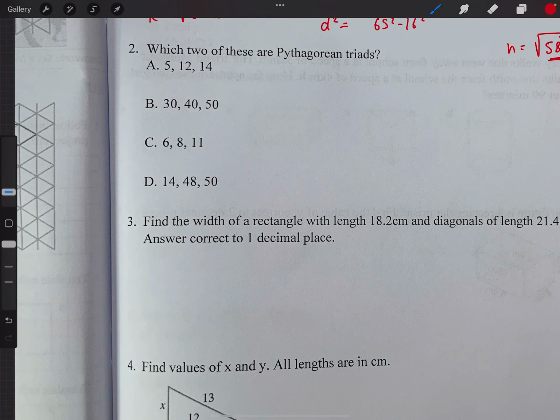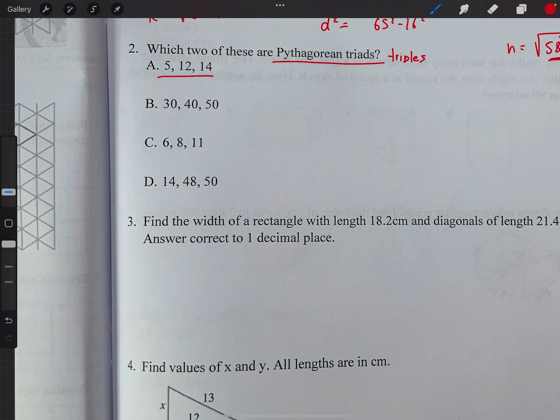Question 2. Which of these are Pythagorean triads? Now the word Pythagorean triads, sometimes they're called Pythagorean triples, which is what I said before. So it's just different naming, but it's the same thing really. Now you have to recognize whether these are the three numbers.